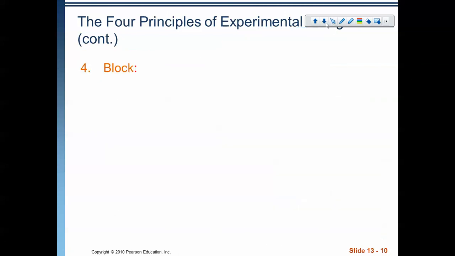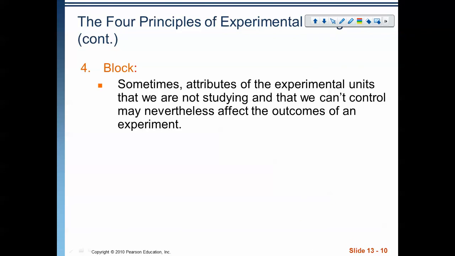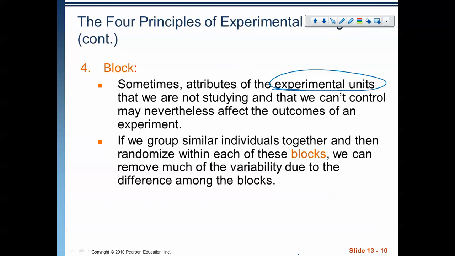And the final one is called blocking. The blocking one is not essential, but it's really strongly recommended. Sometimes attributes of the experimental units that we are not studying and that we can't control may nevertheless affect the outcomes of an experiment. If we group similar individuals together and then randomize within each of these blocks, we can remove much of the variability due to the difference among the blocks.